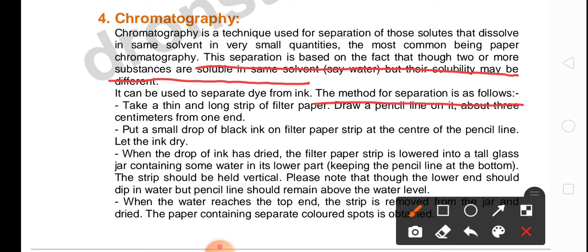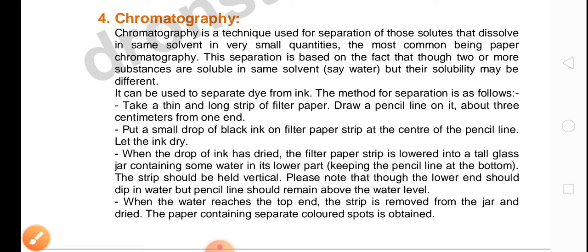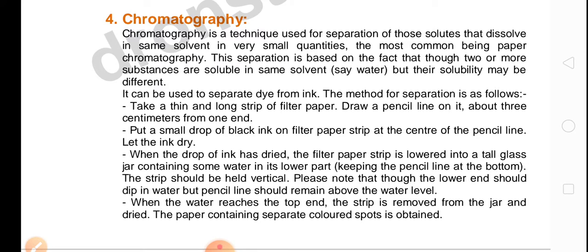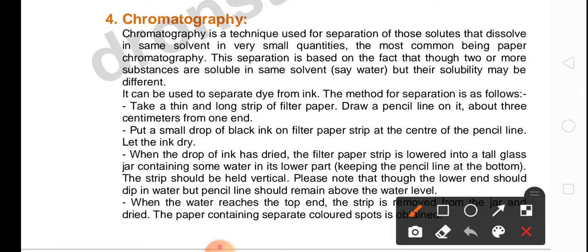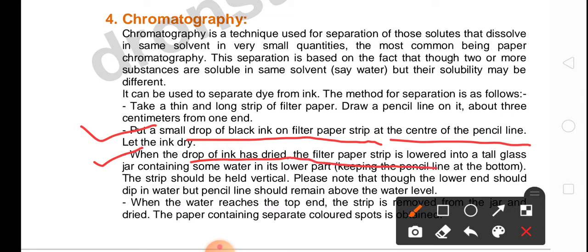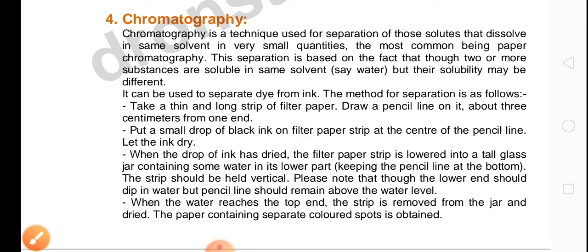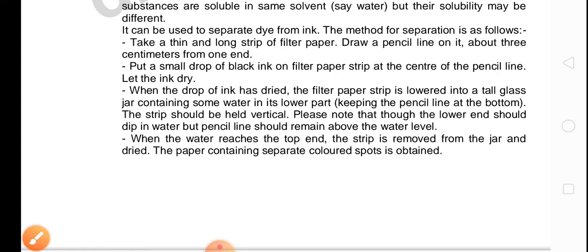The method for the separation is as follows. You can go through these steps and understand it. Take a thin and long strip of filter paper, draw a pencil line on it about 3 centimeters from one end, and put a small drop of black ink on the filter paper strip at the center of the pencil line, and let the ink dry. When the drop of ink has dried, the filter paper strip is lowered into a tall glass jar containing some water in its lower part.